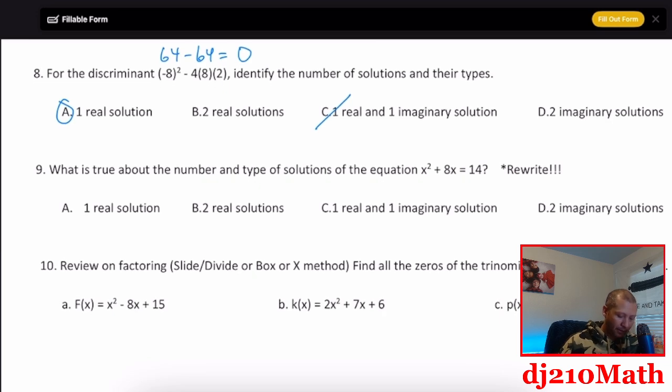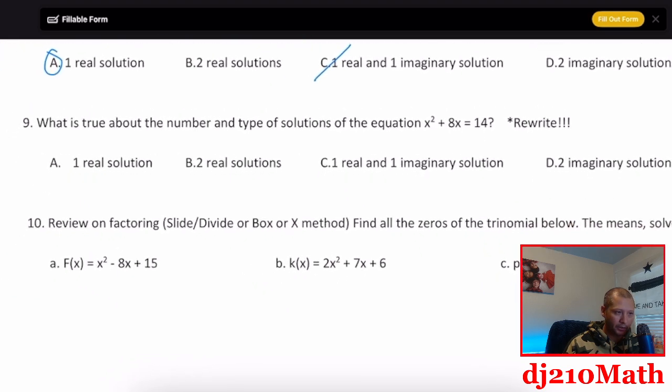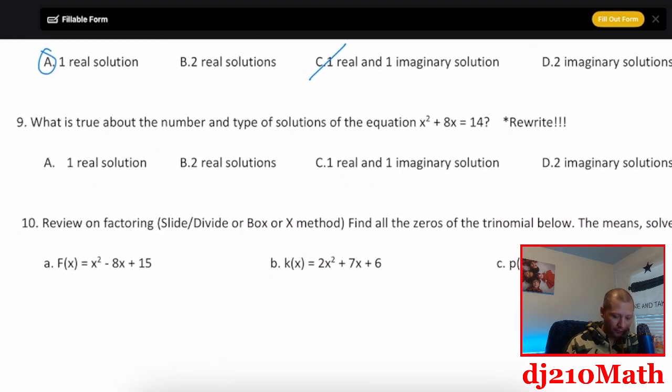All right, what is true about the number and type of solutions for the equation x squared plus 8x equals 14? So basically, we just need to figure out what the discriminant is. So this is going to be negative 14. So I'm moving it over, so it's going to be negative. So A, B, and C. C is negative 14. So the discriminant is going to be 8 squared minus 4 times A times C.